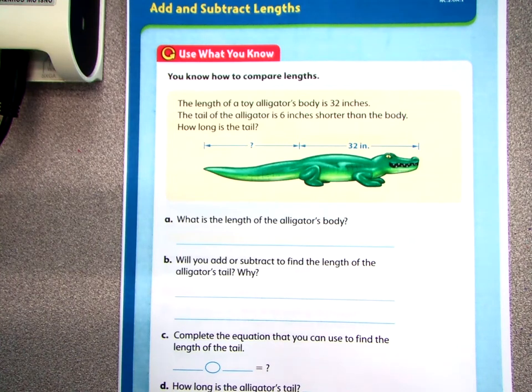We're going to work on lesson 21 this week. We're going to add and subtract lengths, okay? This is on page 192 and 193 in your iReady instruction book, okay?